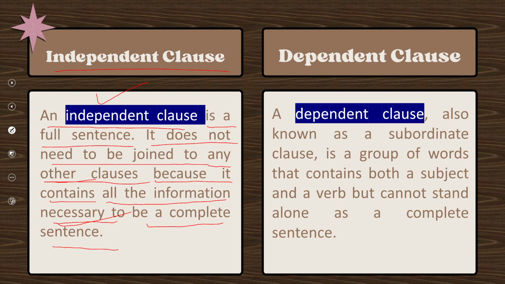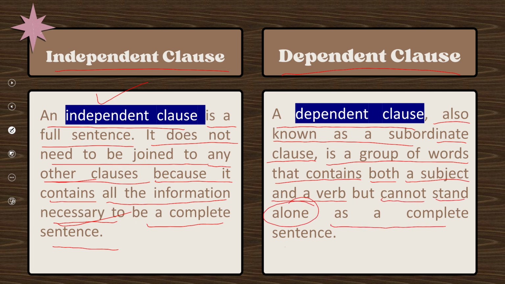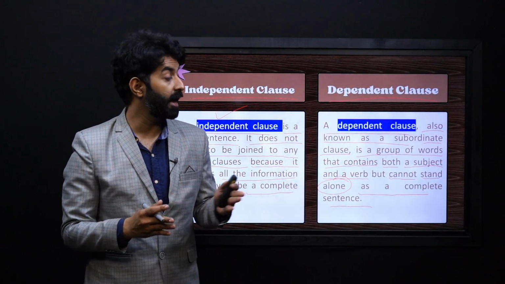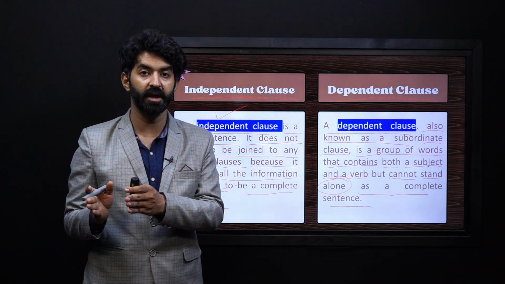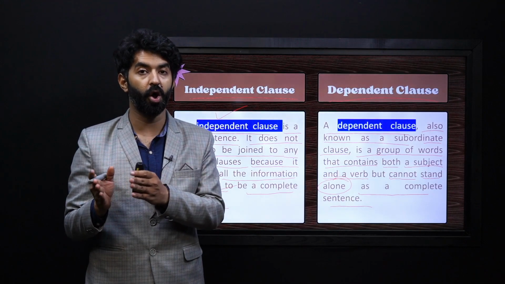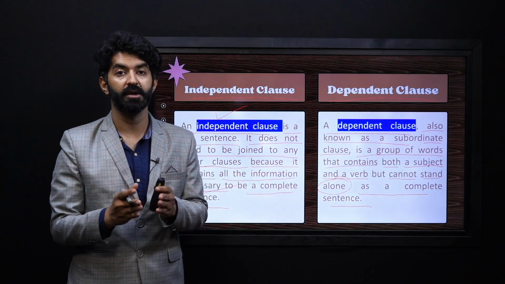Now here with our dependent clause, let's read it. A dependent clause, also known as a subordinate clause, is a group of words that contains both a subject and a verb but cannot stand alone as a complete sentence. The reason why we call it a dependent clause is because it is dependent on some other chunk or a clause.